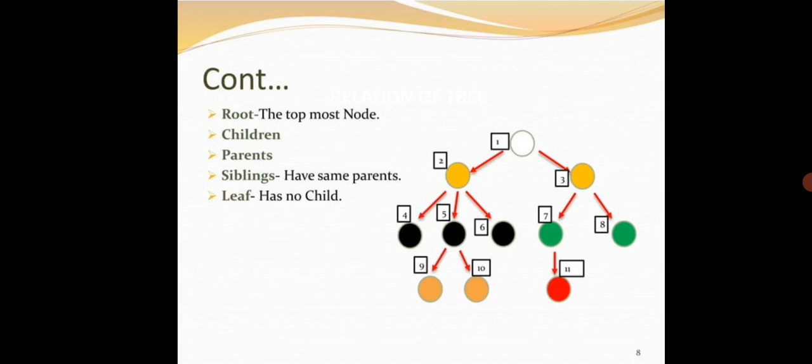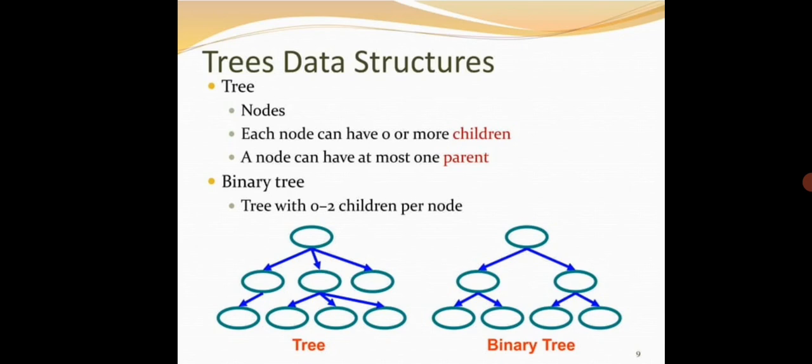Tree representation. A tree is represented as shown in the figure. It has root, parent, left child and right child, siblings, leaf, right subtree and left subtree. Root: the topmost node is known as root, the one here labeled one. Children, parents, siblings have the same parents. Leaf has no child.